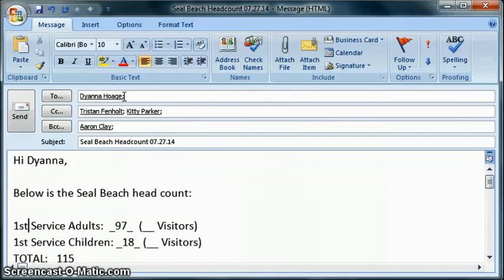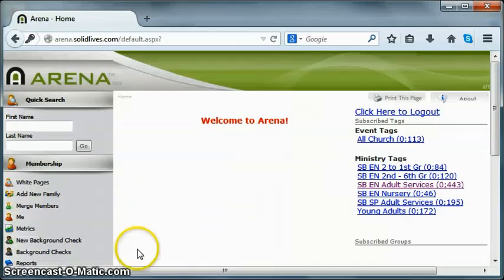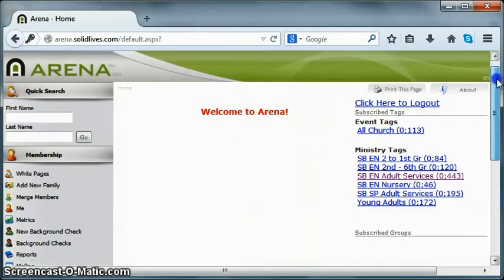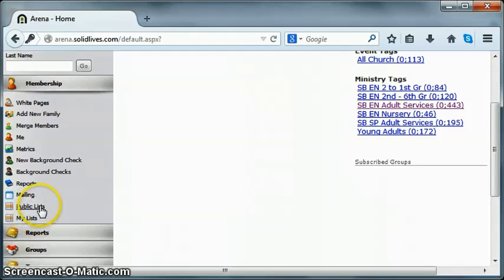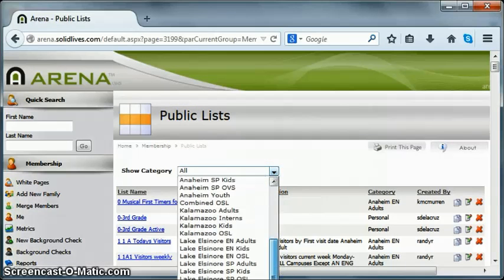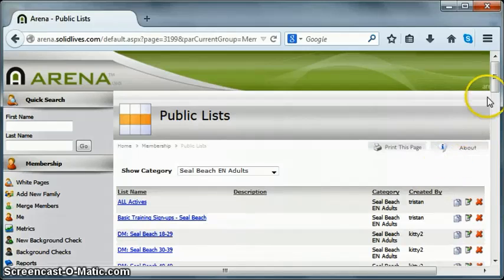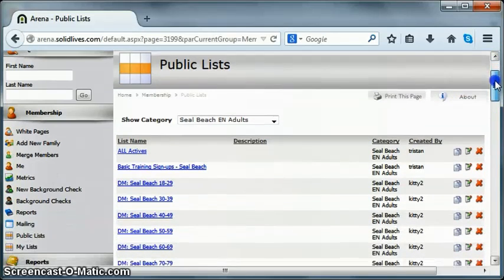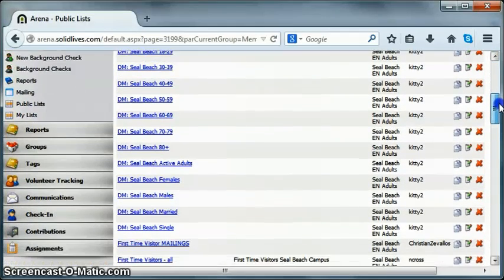But before we send it out, it's obviously important to fill out visitors. We don't want to send it without visitors. So let's pull up Arena. Now we're going to go to Public Lists, come down here, Seal Beach Adults. That might have come off the screen, I apologize, but Seal Beach Adults is the category.